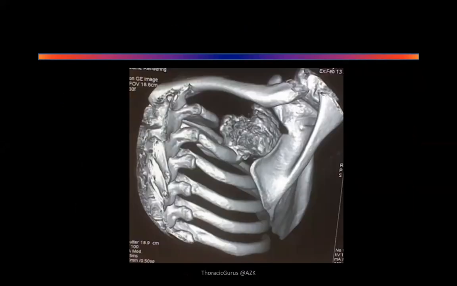Okay, somebody come in with this. Vikas, come in if you are there. Sir, tumor arising here, from the second rib. No. This is a tumor coming from the posterior aspect of the second rib, sir.